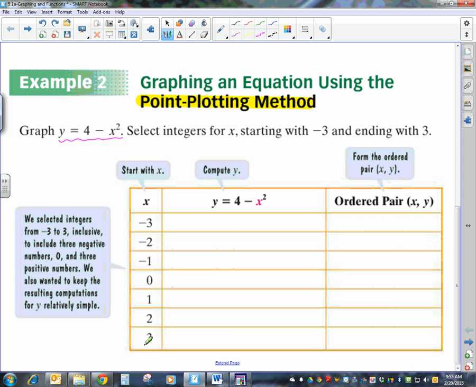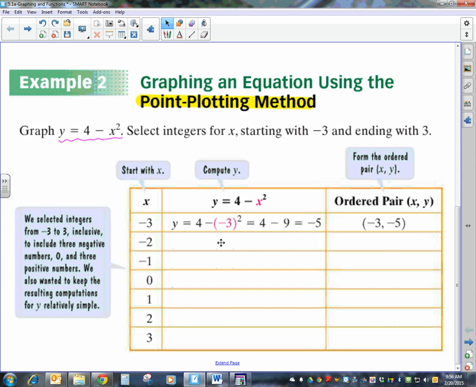So we start with our x value. We have all the integers between negative 3 and 3 inclusive, so I've given you a chart that looks like that. Then I'm going to compute y for each number. Y is going to equal, I'm going to put in negative 3 for x. When you put in a negative number, you always have to put parentheses around it, or when you put it in your calculator, you will get the wrong answer. So 4 minus (negative 3) squared is 4 minus 9, which equals negative 5. So the ordered pair that you have is negative 3, negative 5.